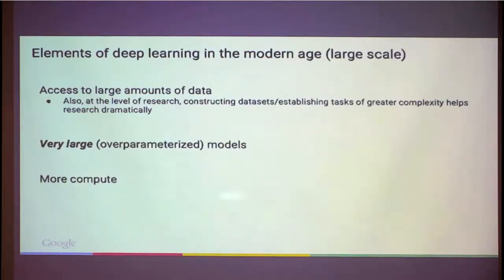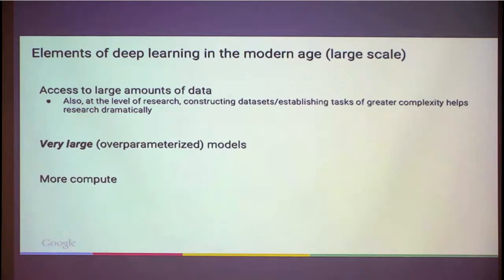So that kind of highlights the elements of deep learning in the modern age, where modern here means since 2012-ish. It's very large scale. So these three things combined were kind of the beginnings of what helped relaunch deep learning. So access to large amounts of data, millions of images, for instance, very large models with many parameters, all of which need to be learned. So you're not sure what those parameters are.